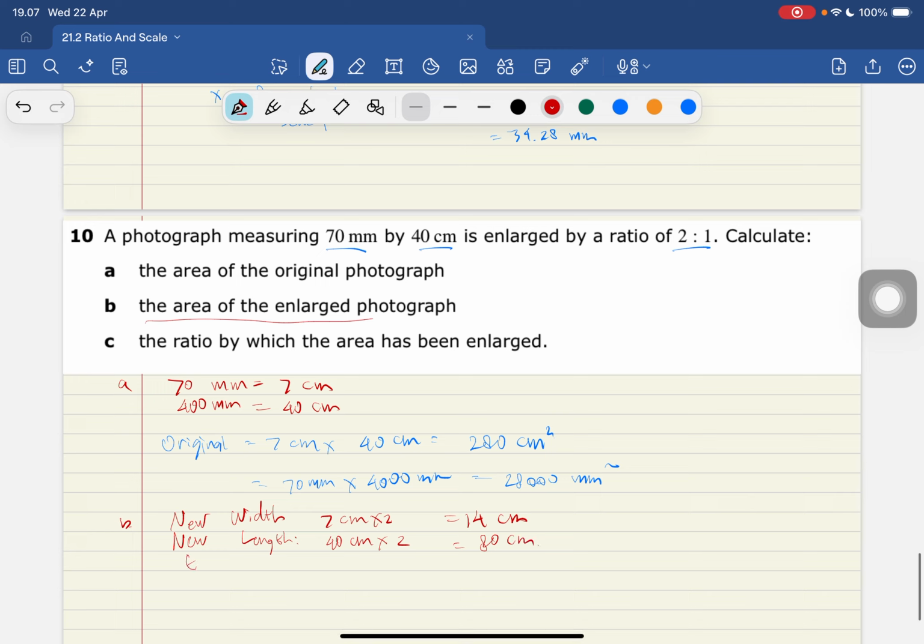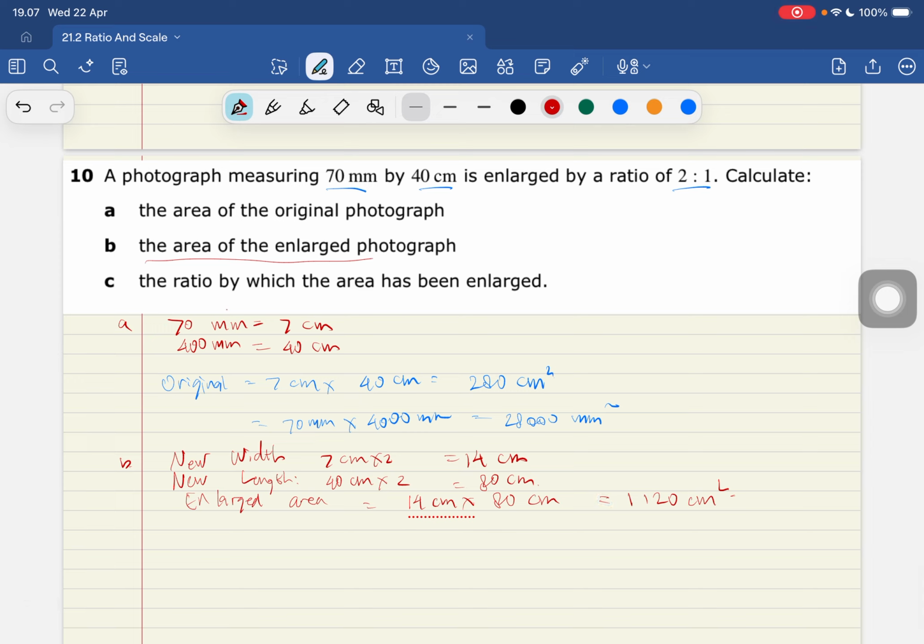So the enlarged area, we got 14 centimeter multiplied by 80 centimeter, which is 1120 centimeter square.